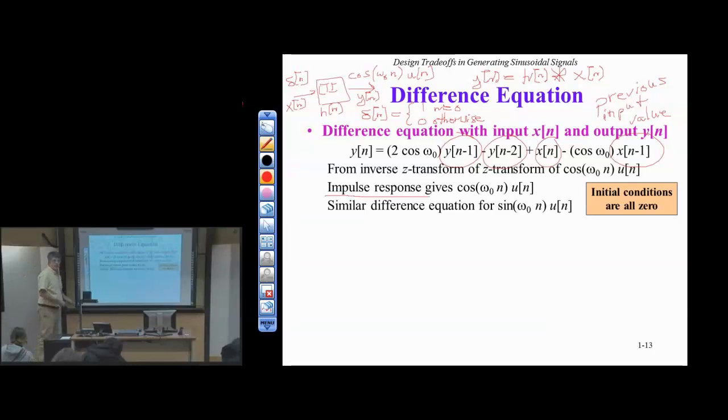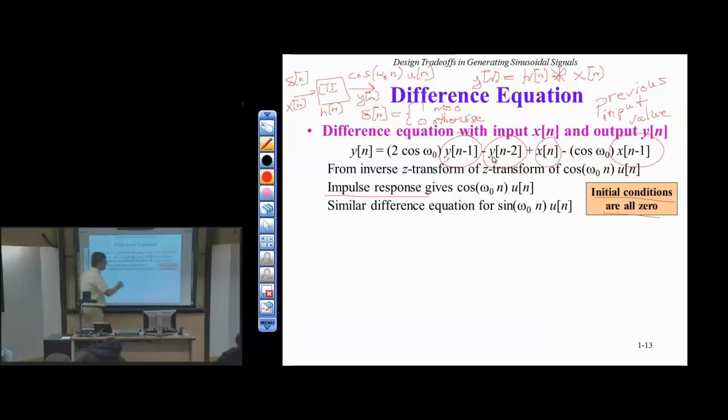Now, for a system to be linear and time invariant, we'll show this a little bit later, one of the necessary conditions for linearity and time invariance is that the initial conditions have to be 0. So it means that when I start this difference equation, when n equals 0, the value of y of minus 1 is 0. The value of y of minus 2 is 0. The value of x of minus 1 is 0.